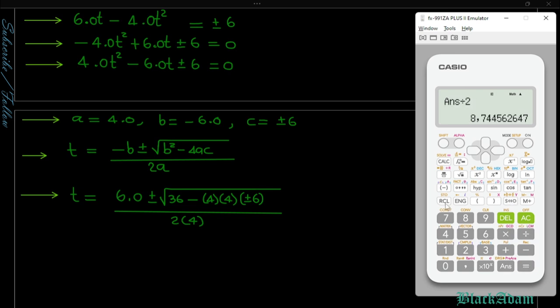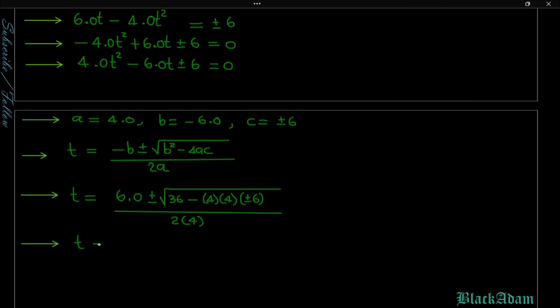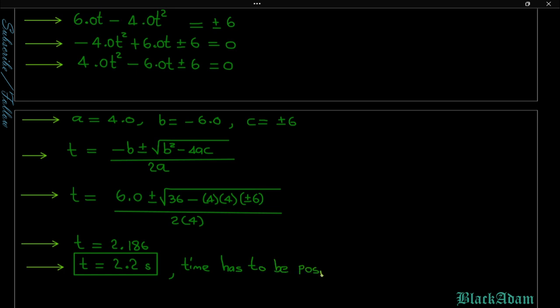So taking the positive 6 and simplifying further, we find that t is 2.186, and we can round that off to t equals 2.2. We do have other options where we are going to have a negative value for t, but time has to be positive always, and for that reason we take the positive value.